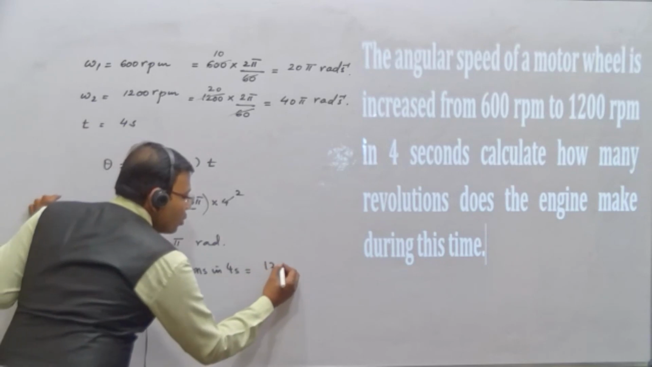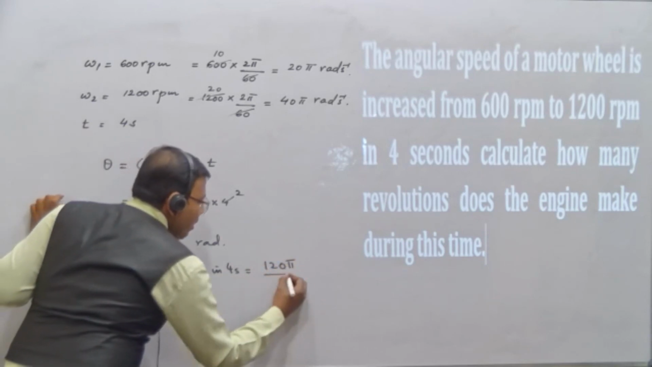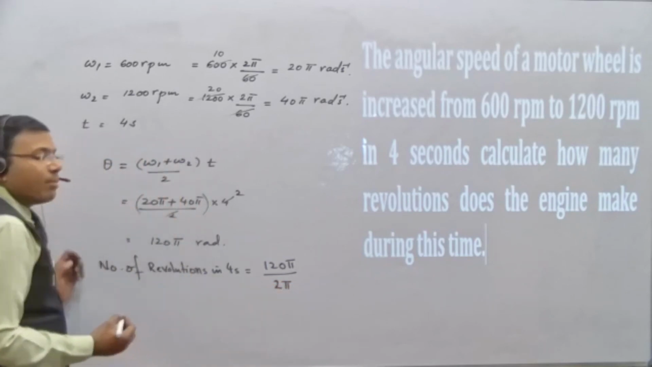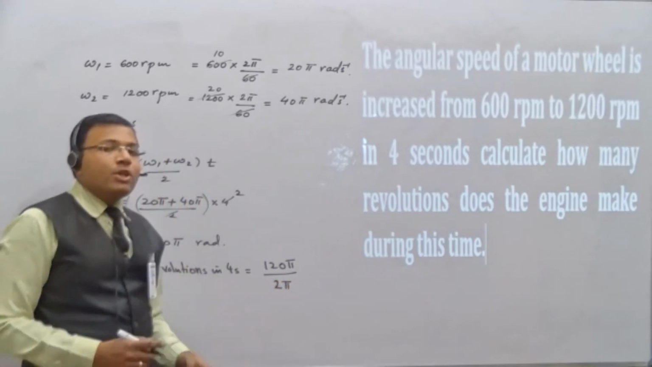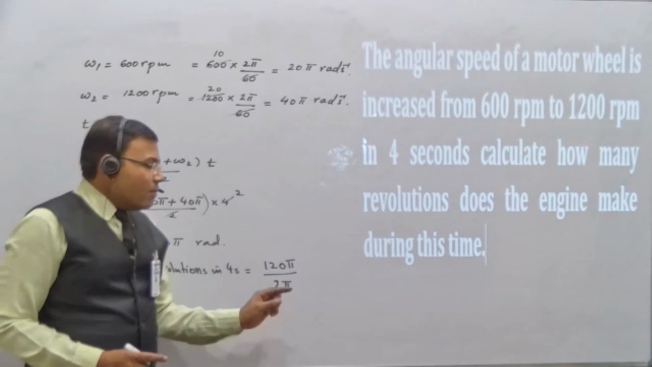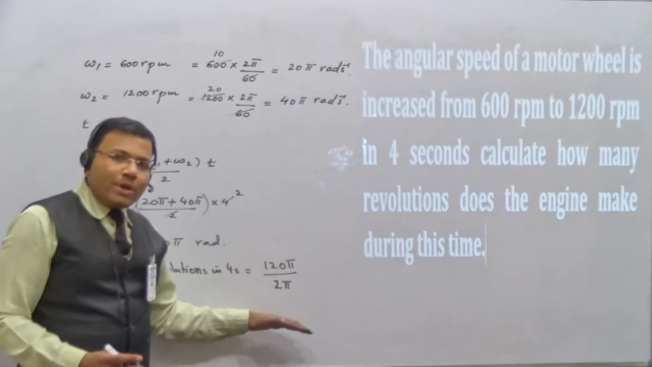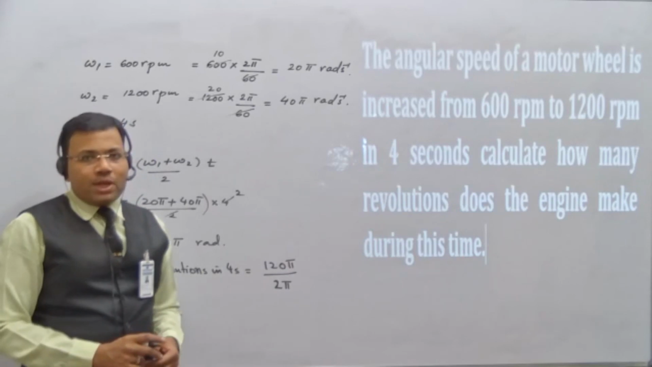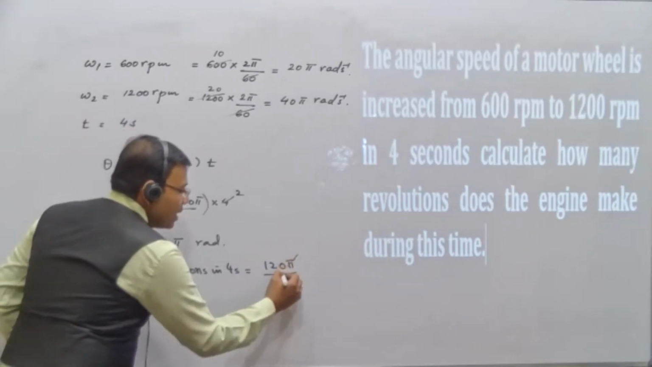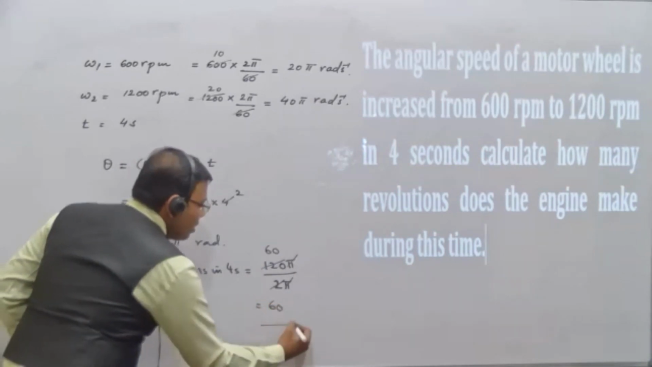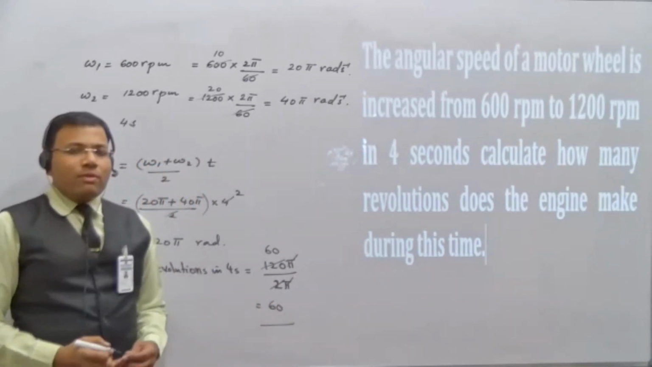So it is 120 pi, and we will divide by 2 pi here. Why am I dividing by 2 pi? The reason is that for each revolution the angular displacement is 2 pi. So if I divide by 2 pi, I am going to get the number of revolutions. Here pi gets cancelled and it is 60. So I can say 60 is the answer, or 60 is the number of revolutions.